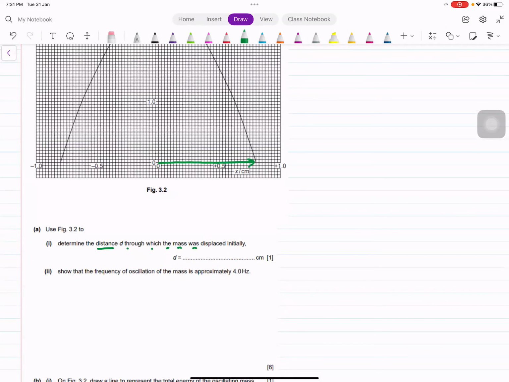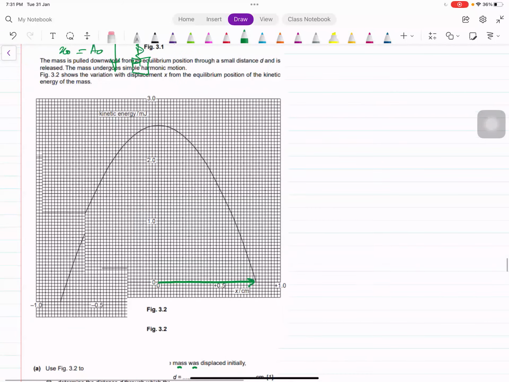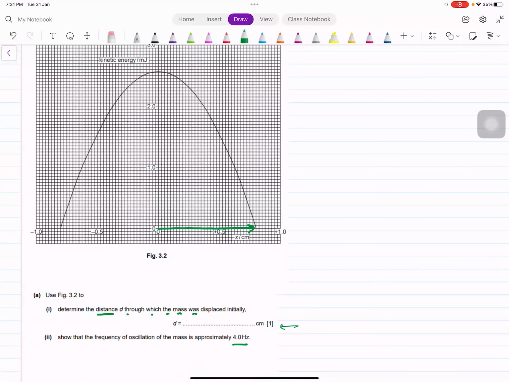And then show the frequency. Can you please repeat that? I think it says he pushes it down like this from the equilibrium, and then releases it. So it's going down, up, down, up. So this half is amplitude, no? Okay. Amplitude is the maximum displacement. So can you find the maximum displacement right here from the graph?